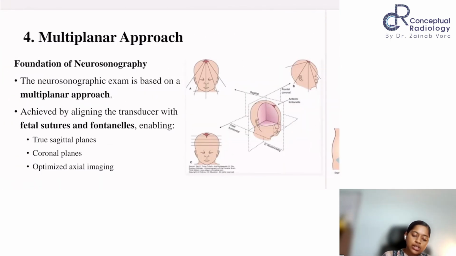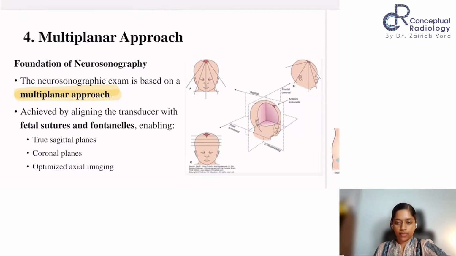Neurosonographic examination is completely based on the multiplanar approach. In screening, we focused on the axial images. In the dedicated targeted neurosonography, you are going to focus on sagittal and coronal planes in addition to the screening axial planes. So optimize the axial imaging as well. All three planes will be used while you are doing the neurosonography.